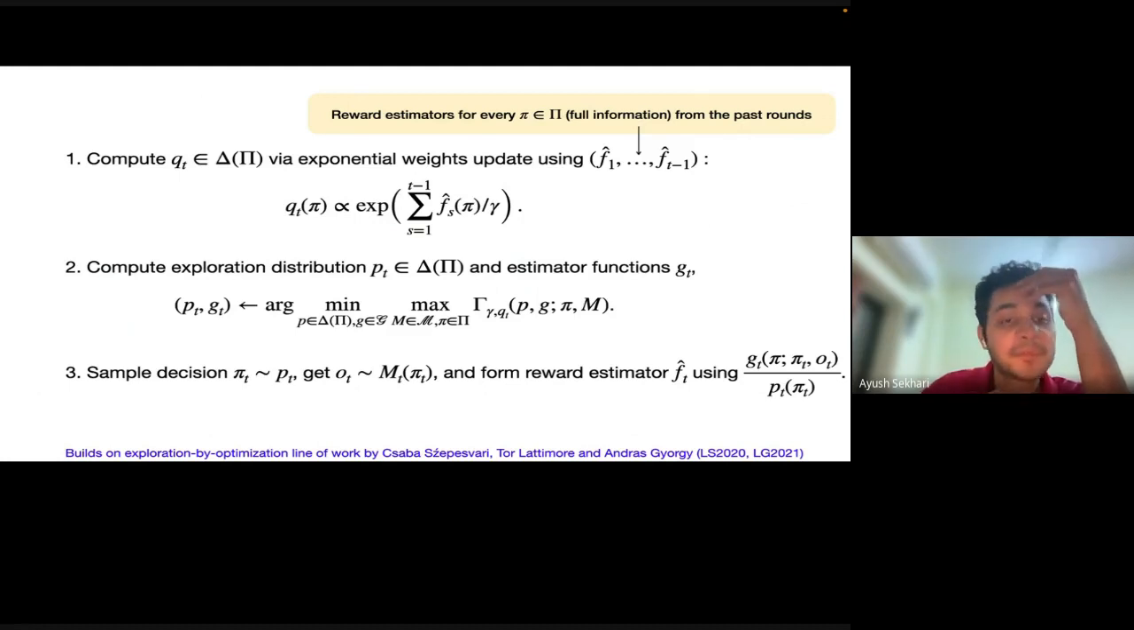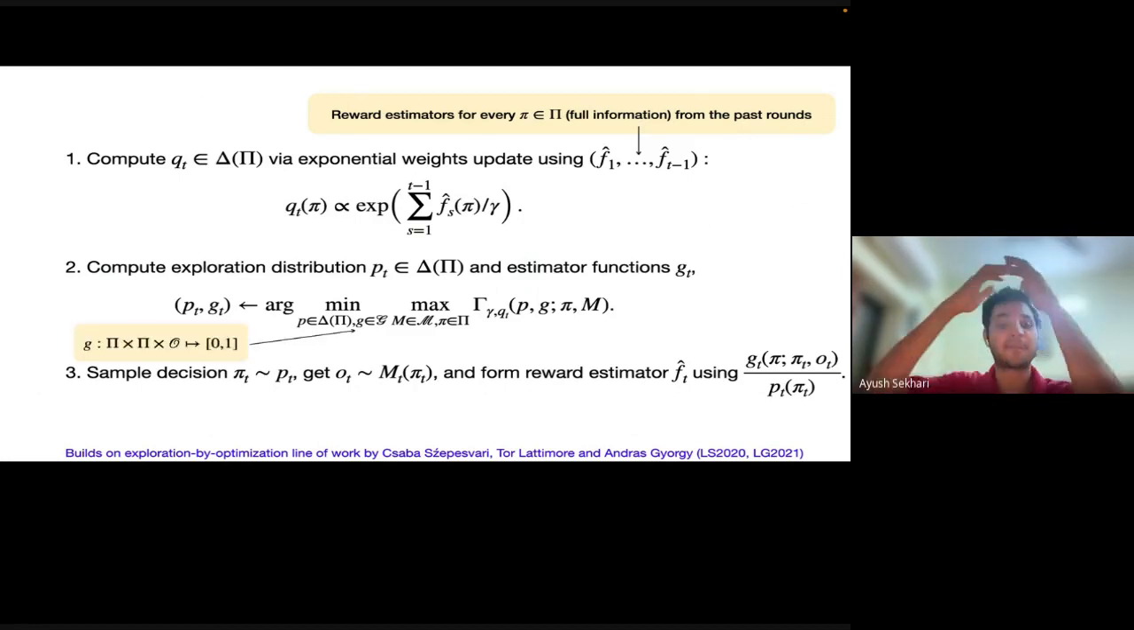So the full information game proposes a distribution QT by running exponential weights on f hats that are constructed from the past rounds. Now, once you receive QT, in order to solve the partial information problem, you solve a min-max problem that is parameterized by Qt and gamma. This min-max problem has the following structure. The min player chooses a distribution P over the policy class pi. This is the new PT that it uses to actually take its decisions. And at the same time, it chooses a function G.